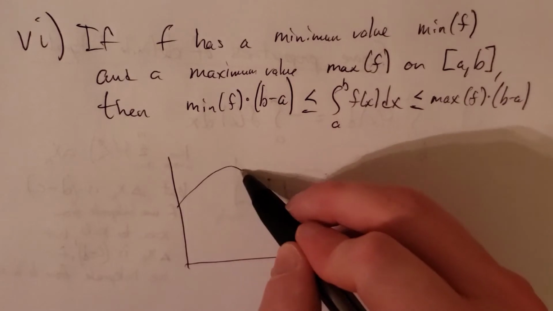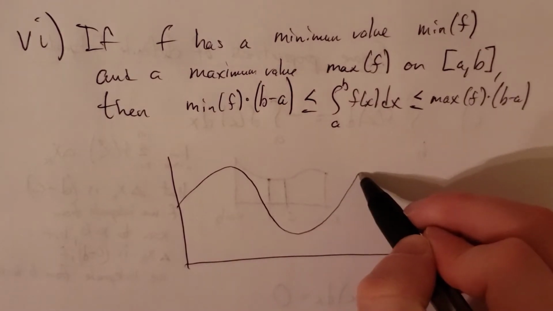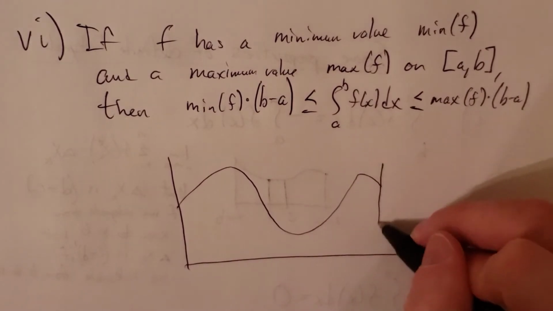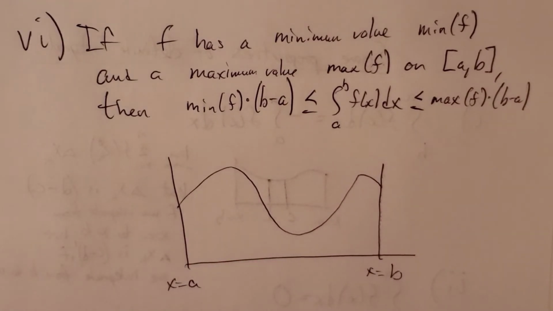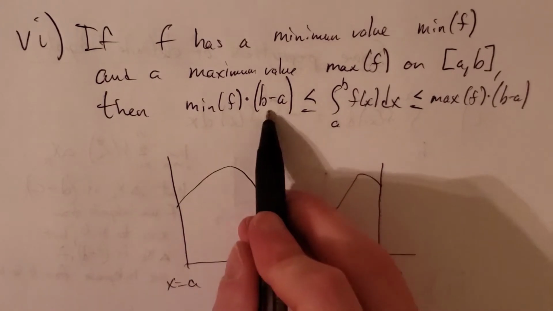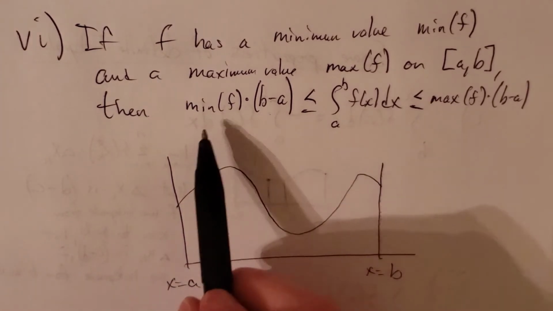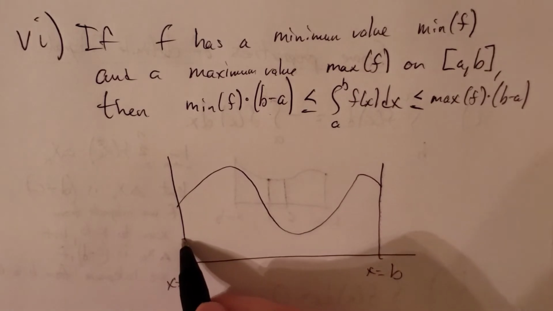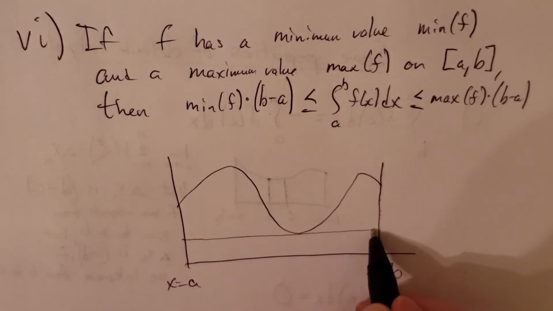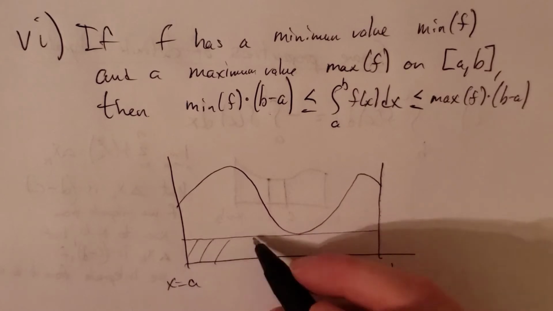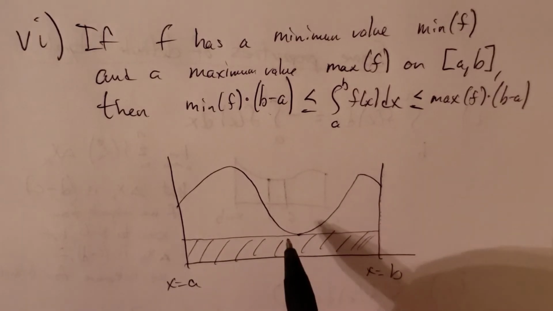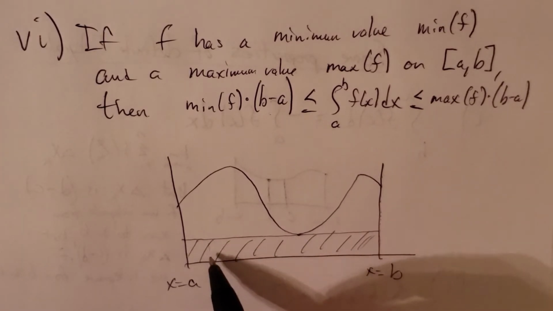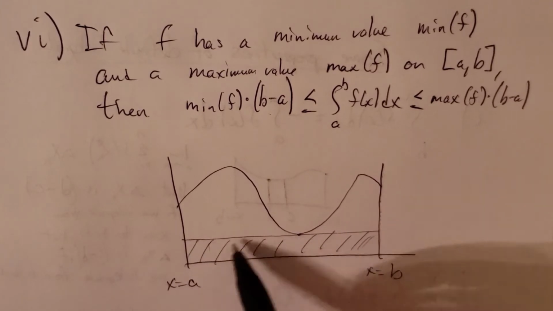All right, if we have some function here, and we take the integral from x equals a to x equals b, the b minus a times the min of f is just the area of this rectangle right here. The minimum value of f on that interval, which is the height of that rectangle, times the width of that rectangle, gives us the area of that rectangle.